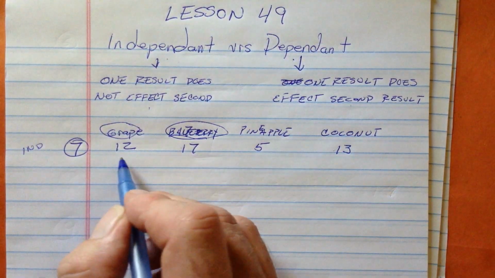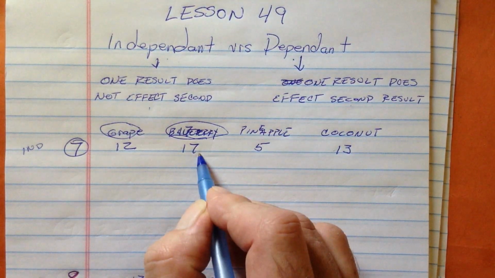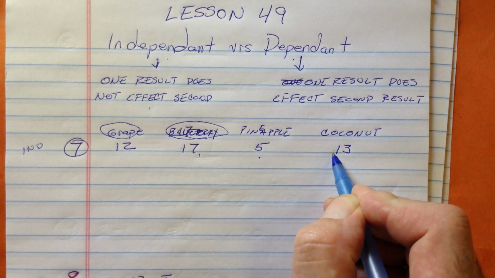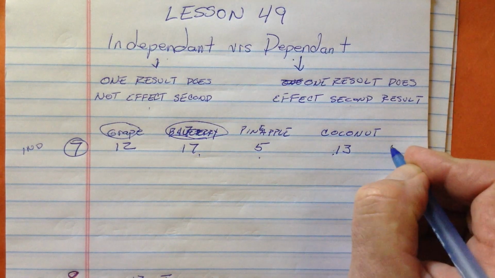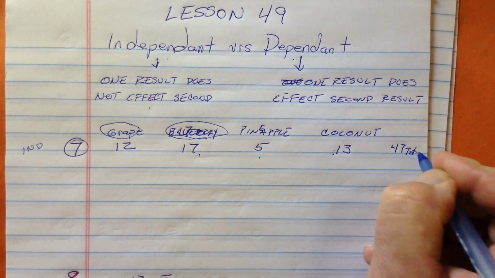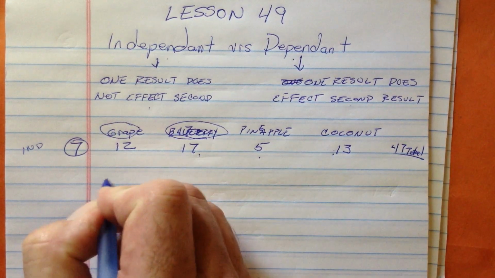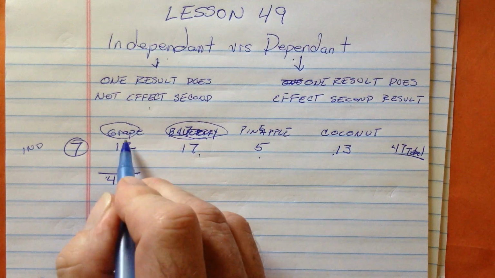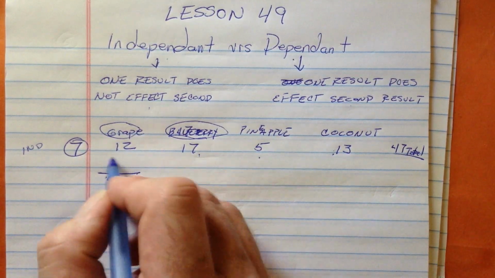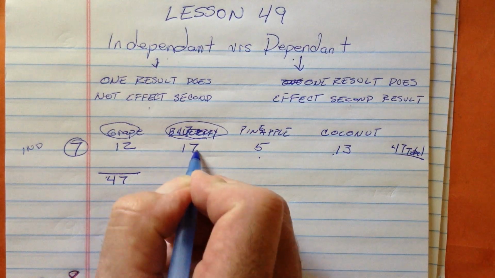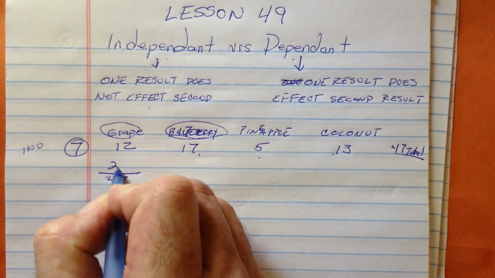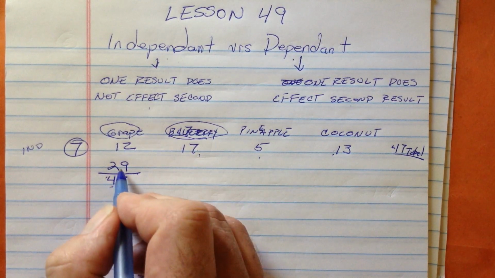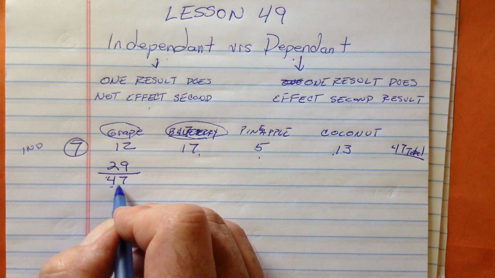Well, I have a total. If I add all these up, 12 plus 17 plus 5 plus 13, I get a total of 47 jelly beans. So that would be my bottom number, the total amount. If I want to pull a grape or a blueberry, what are my chances? Well, 12 plus 17 is 29 out of 47 possibilities. So my chances are 29 out of 47.